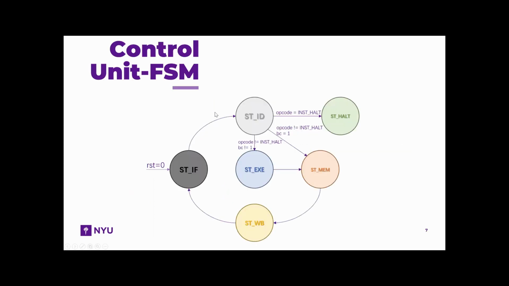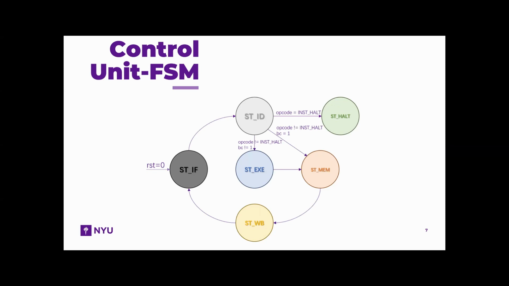And let's talk about the FSM. There are 5 main states, and there is an extra state, the halt state. When the reset signal is valid, it goes to the instruction fetch state, and the instruction fetch state goes to the instruction decode state.